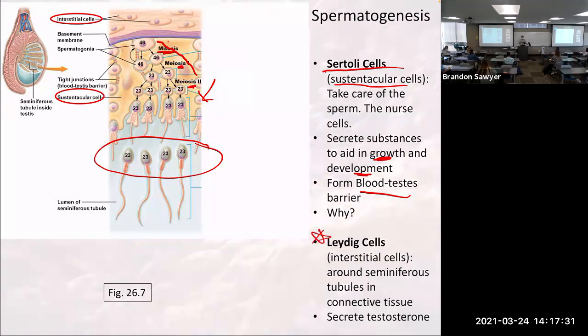Okay, and then secondly, there's these Leydig cells, also known as interstitial cells. In the female ovaries, we'll see 2 types of cells that look somewhat similar to these two. These are around the seminiferous tubules, and their big job is to secrete testosterone. So this is where the majority of testosterone comes from in males, these Leydig cells. Okay, so definitely want to know those two cell types and what they do. In a second here, I'll show you which of the 2 hormones that we talked about before, LH or FSH, stimulates each of these cells, and that'll be another important point for these 2 cells.